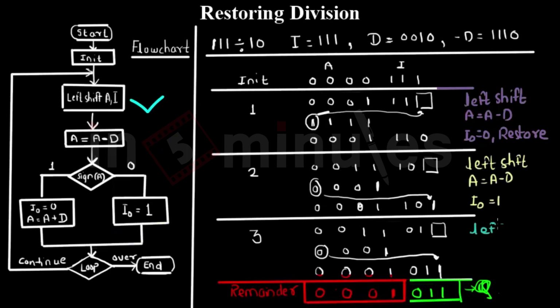In the third step, we perform left shift and subtraction. We found out the sign of A was 0. So again we set I0 equal to 1, no restoring. And finally the remainder is in the A register and the quotient is in the I register. So that's how the restoring division operates.